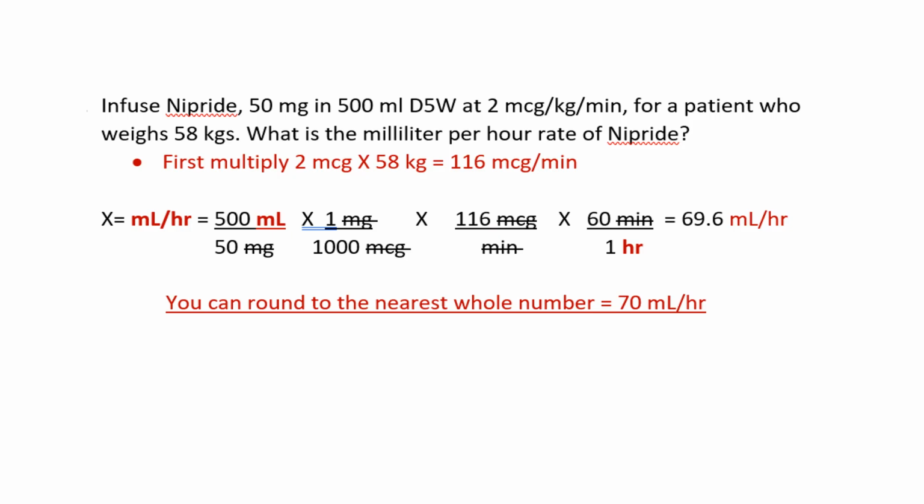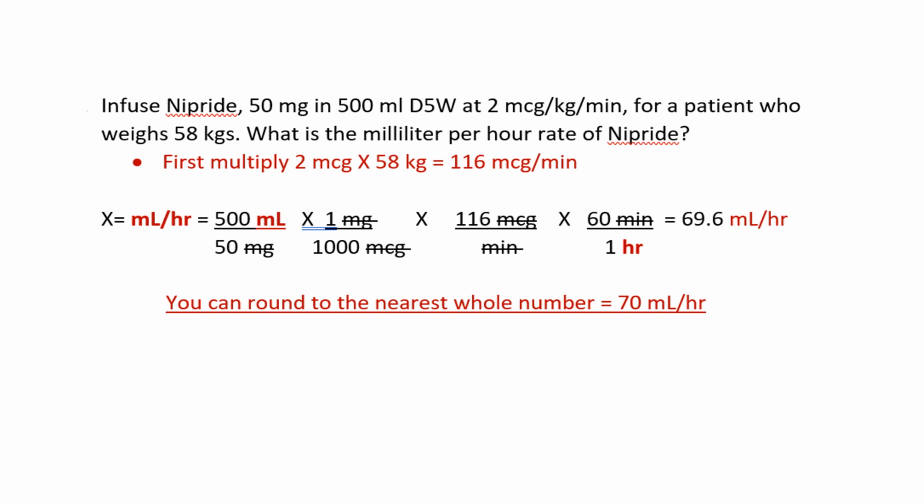So we don't really have to convert the weight, right? Because it's already there in kilograms. So what is the milliliter per hour rate of Nipride? First we want to get the actual patient dose. So we have to multiply the 2 micrograms by 58 kilograms, and that equals 116 micrograms per minute. That's the actual patient dose.